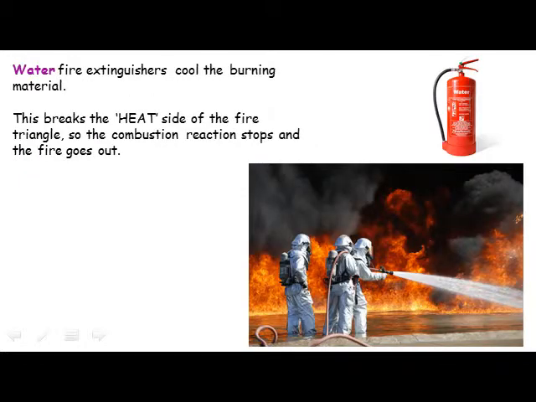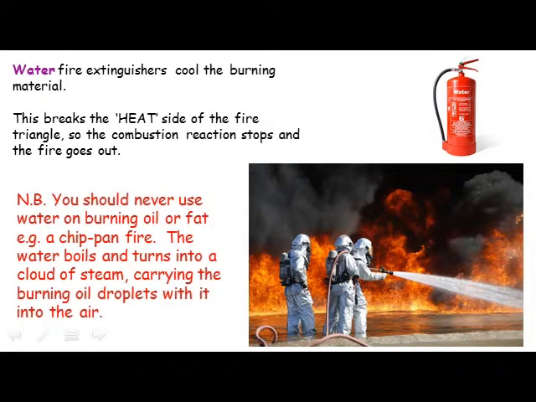Another type of fire extinguisher uses water which is sprayed onto the fire. The water causes cooling, breaking the heat side of the fire triangle and stopping the combustion reaction. It's dangerous to use water to try to put out burning oil or fat, though. The fire is so hot that the water boils into steam as soon as it reaches the fire and carries a cloud of burning oil droplets up into the air.